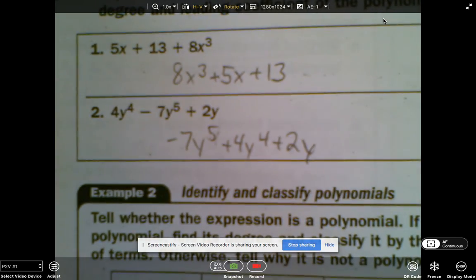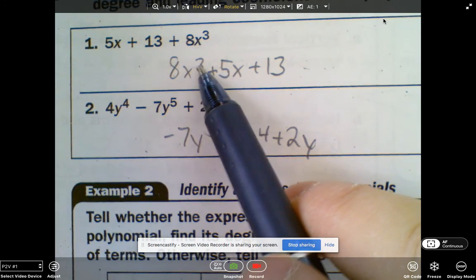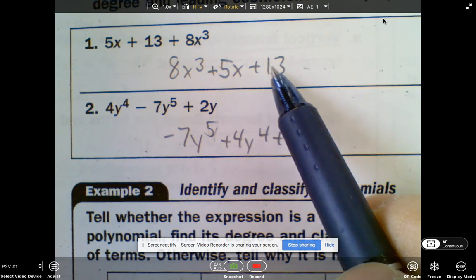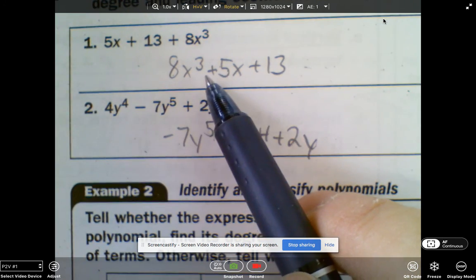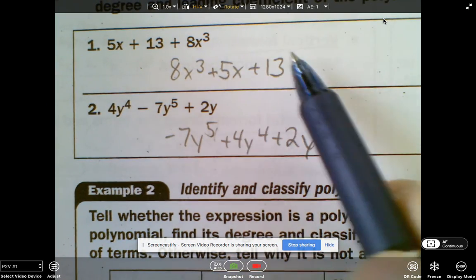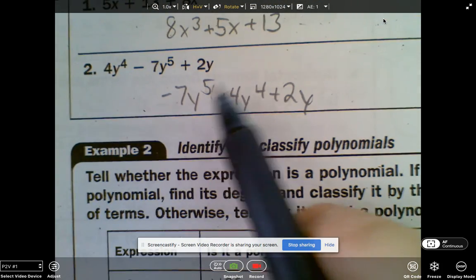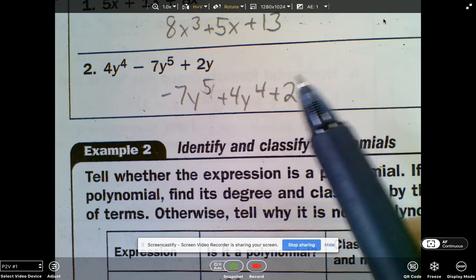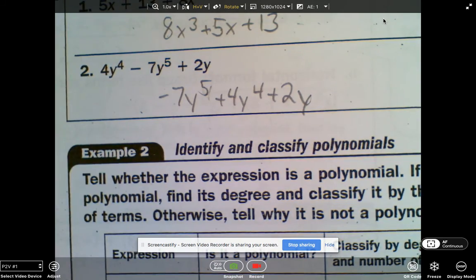So here you can see greatest was 8x to the third plus 5x plus 13. So no degree 2, basically. So it went 3, 1, 0. Here you had degree 5, 4, no 3, no 2, 1, and then no 0. So that was in order.